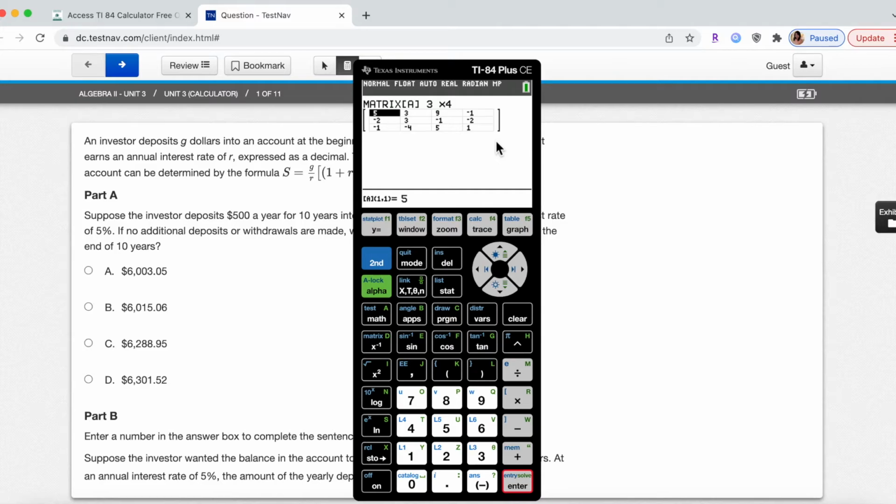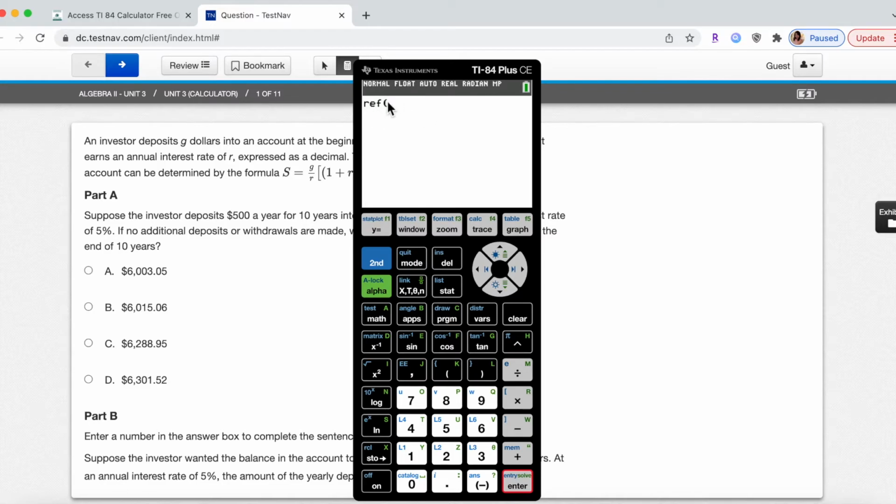Now, after you've entered your matrix in your calculator, you want to go back to the main screen. So in order to do that, you click on second quit. This is my main screen. Now, I want to use my calculator to do the row operations for me. In order to do that, I need to go back to matrix. So second matrix. Now, I need to go to math, and then I go down and choose REF, enter.